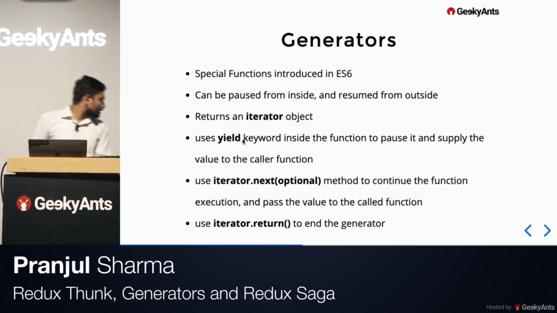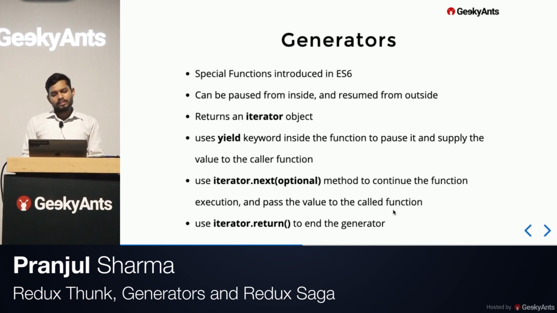This iterator's next method is used to resume the function if it has been paused, and if you want to pass some value to the generator function, we can pass it here as an optional value. Also, we can cancel the generator function in between using the iterator's return method. This is the main reason why Redux Saga prefers generators over async await, because async await depends on promises and promises cannot be cancelled, but generator functions can be cancelled using this return keyword.